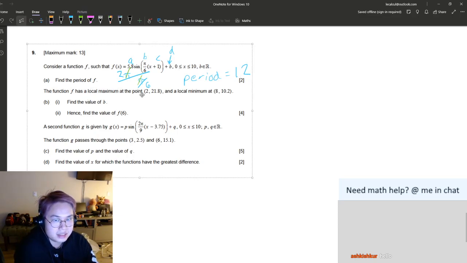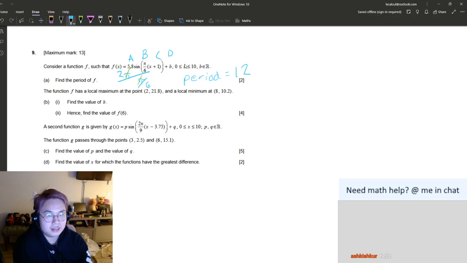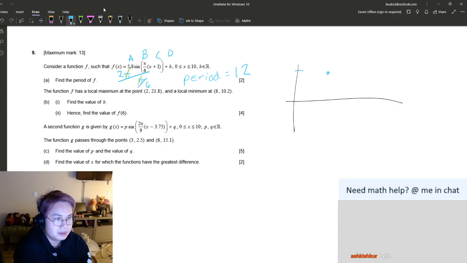Then the function has this maximum here, and it has this minimum here. Then we need to locate the value of the question's b. You know what? Let me change these to uppercase so that this might be less confusing to you guys. Okay, so visualize this, right? We have a maximum at 2.21, so somewhere over here. We have a minimum at 10.2, somewhere over here.